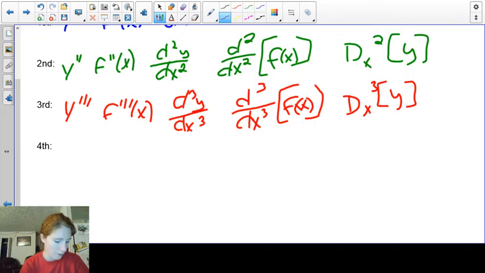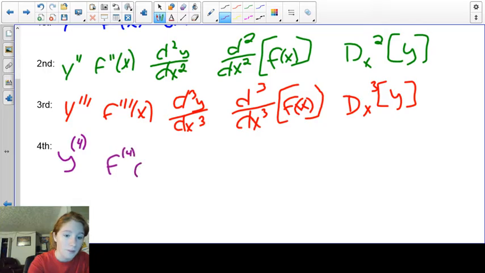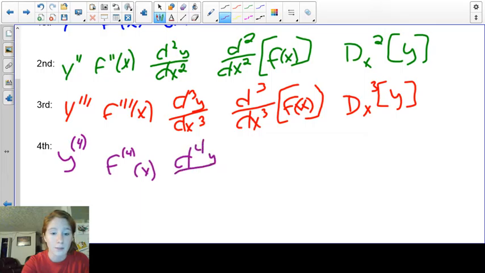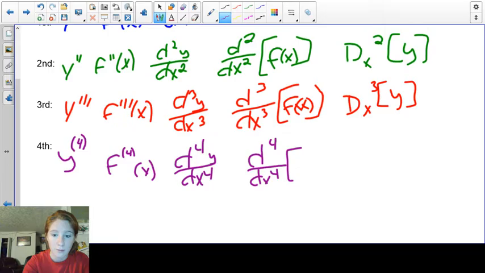Now, the only difference here for the fourth is that we can't really put 4 tick marks because after a while that gets quite annoying. So we have y4 in a set of parentheses. We have f4 in parentheses of f of x. We have d to the 4th y over dx to the 4th. We have d to the 4th over dx to the 4th of f of x. And lastly, we have dx to the 4th of y.